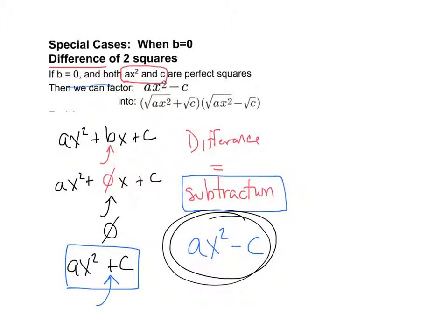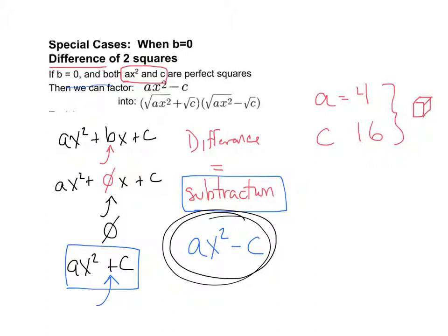And then the final caveat is that both ax squared and c have to be perfect squares. Now, we talked about perfect squares, and so it should be pretty obvious that a and c just have to be numbers or integers that are perfect squares. So for example, if a was equal to 4 and c was equal to 16, you know that these are both perfect squares. And that way you know that they work.